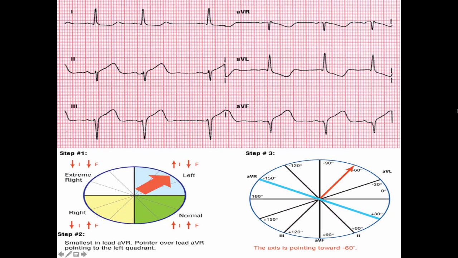In example 3, lead 1, positive, AVF, negative. And that puts us in our left axis deviation quadrant. Lead 1 is positive, AVF is negative, and we look and see, well, which one of these is the smallest in amplitude? And again, get your calipers out because lead 2 looks kind of small, AVR looks kind of small. AVR is going to be the smaller of the two, top to bottom. So AVR is going to be our isoelectric lead. I draw a big old thick line right down AVR on our hexaxial diagram.